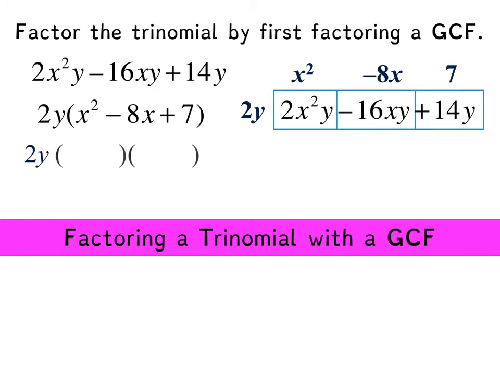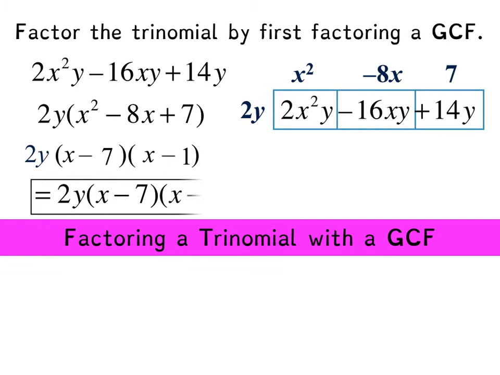And we'll use two sets of open parentheses. X times x is x squared. 7 times 1 is 7. And I have to use two negatives in order to get the negative 8x as the linear term. So my final answer is 2y times x minus 7 times x minus 1.